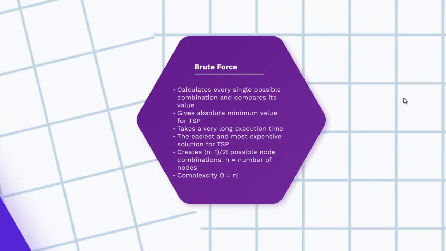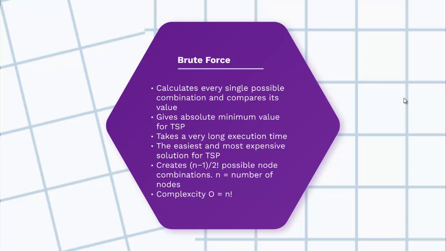The first algorithm is brute force. Brute force is a conventional method that tries all possible node combinations. This algorithm calculates every single possible combination and compares its value. So it takes a very long execution time but gives the absolute minimum value for TSP. This algorithm is the easiest and most expensive solution for TSP.